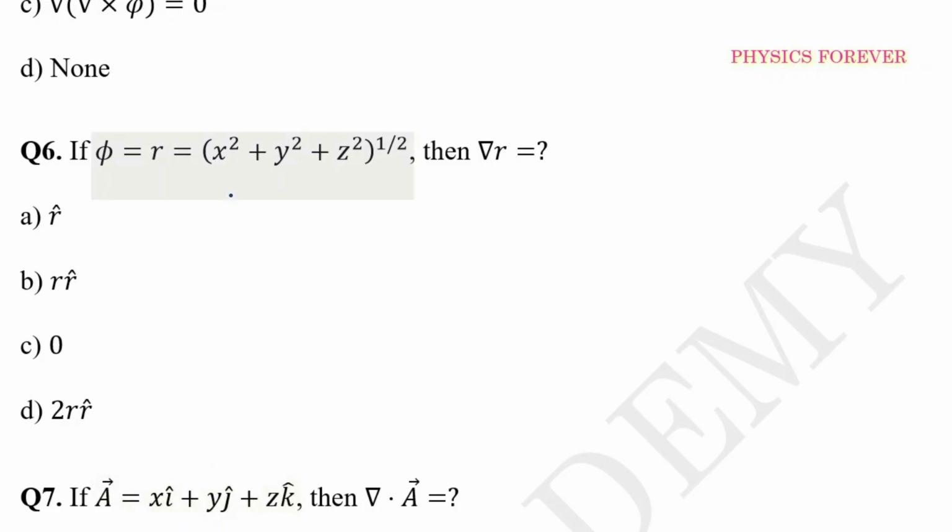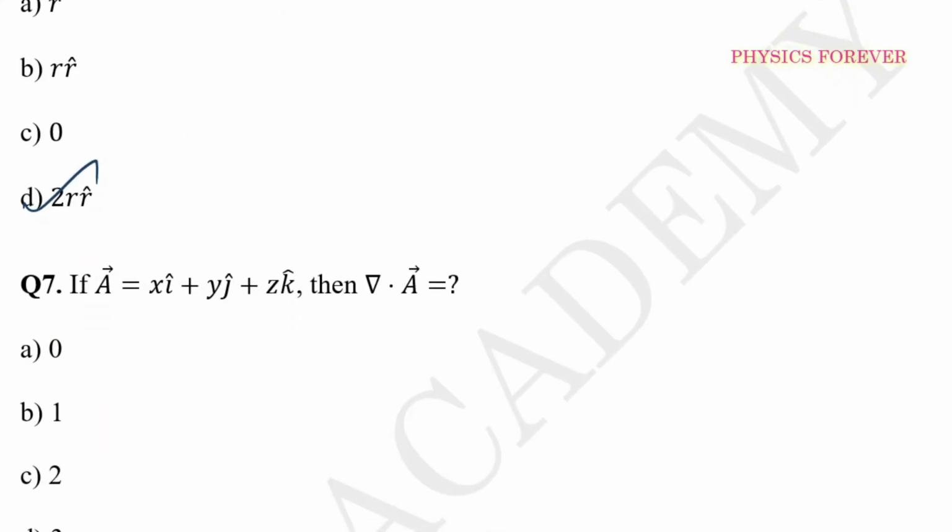So if pi is equal to r, where r is the square root of x square plus y square plus z square, then what is del r? So for the correct option, the same approach applies: here del is given and r is given, so we follow the same method, and we get the answer 2r r cap. Okay.